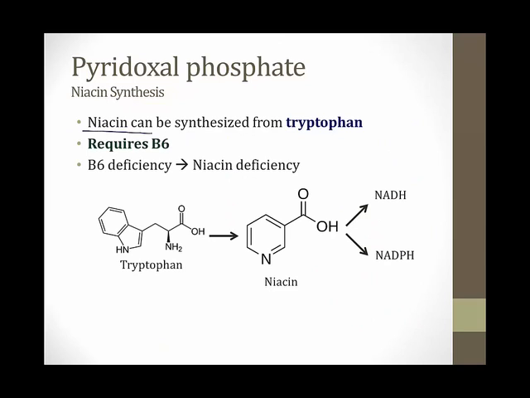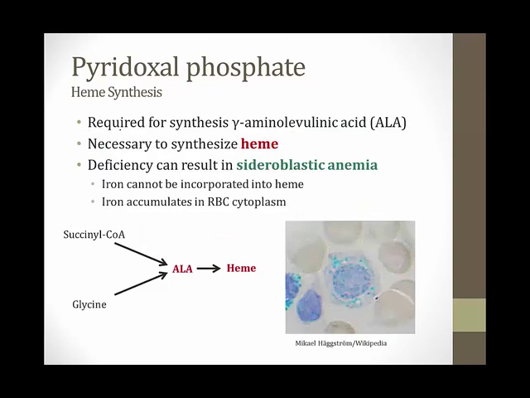As I told you before, niacin can be synthesized from the amino acid tryptophan, and the conversion of tryptophan into niacin requires vitamin B6. Therefore, some of the symptoms of a vitamin B6 deficiency can include the symptoms of a niacin deficiency. Vitamin B6 is also required for the synthesis of gamma-aminolevulinic acid, or ALA, and ALA is a very important intermediate in the synthesis of heme. To make heme molecules for hemoglobin, you start with succinyl-CoA and the amino acid glycine. Those are used to build ALA molecules, and ALA is then converted into heme.